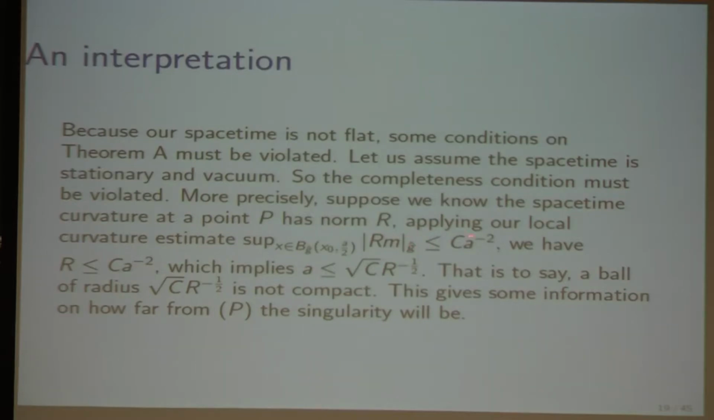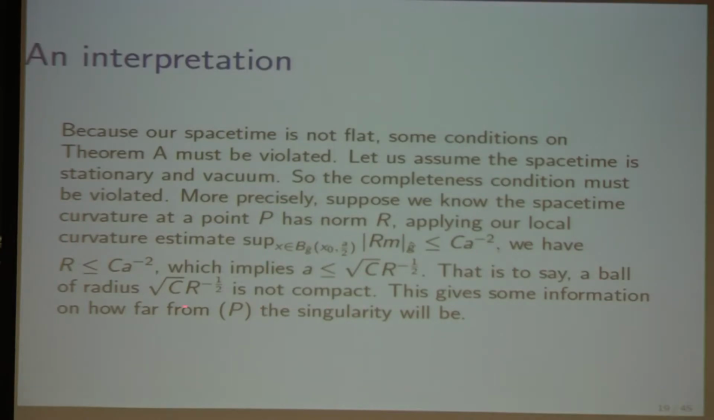Then you apply our local curvature estimate here, and you get this inequality. R is the curvature at this point. Sorry, this should be p. So R is less than c times a to the power minus 2. This implies a is less than square root of c times r to the power minus 1/2.